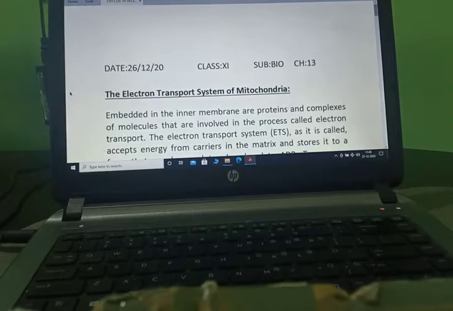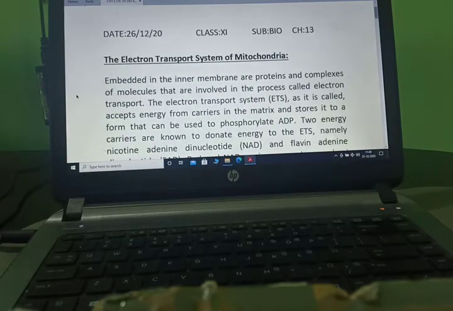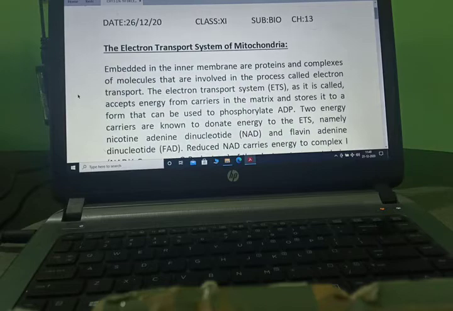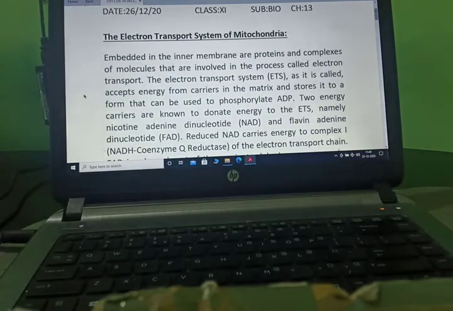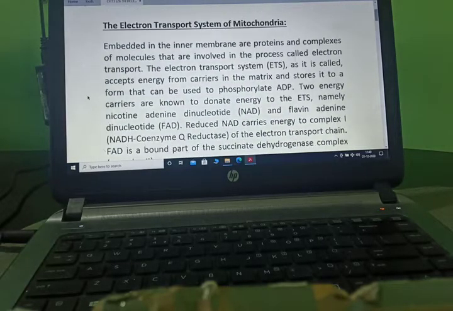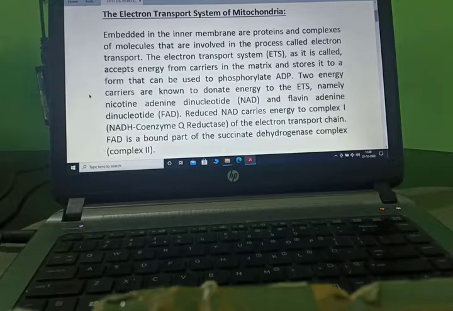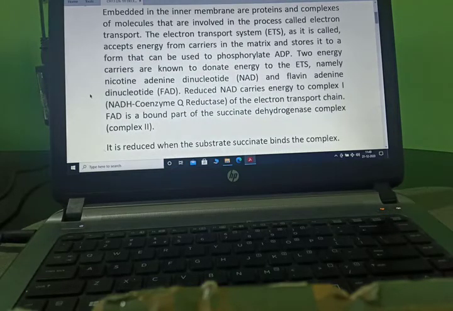Hi students, we are starting our next topic, that is ETS of mitochondria. Embedded in the inner membranes are proteins and complex molecules that are involved in the process called ETS. The ETS accepts energy from carriers in the matrix and stores it in a form that can be used to phosphorylate ADP.